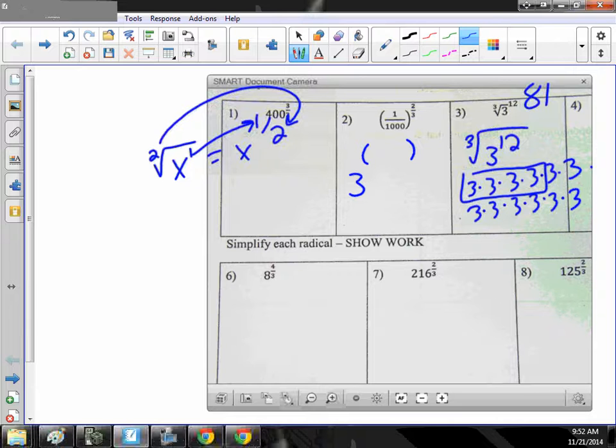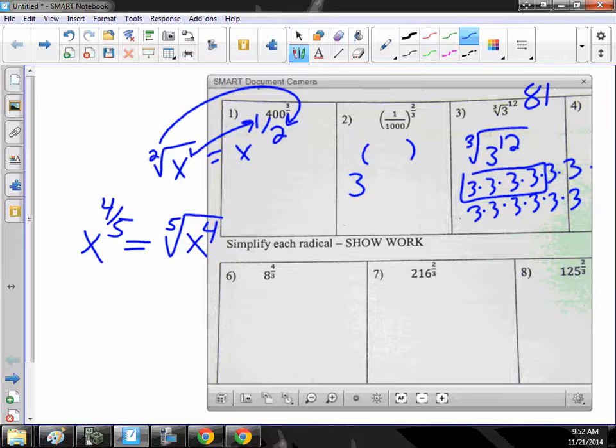Okay, you jumped ahead. Uh-oh, does this not make sense? Okay, so if I have x to the 4/5, that is the 5th root of x to the 4th. So this number becomes the root, and this number becomes the exponent. That's where we're headed today.